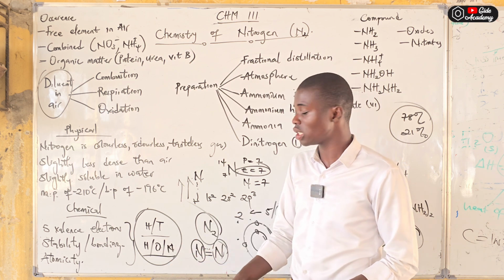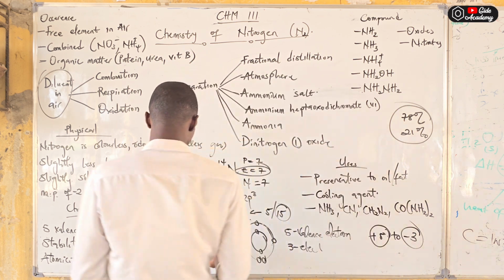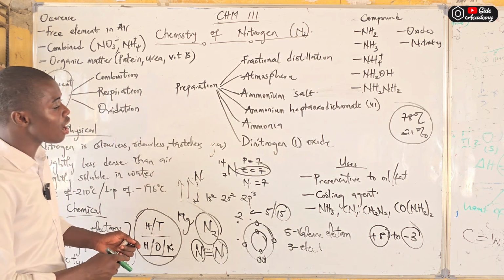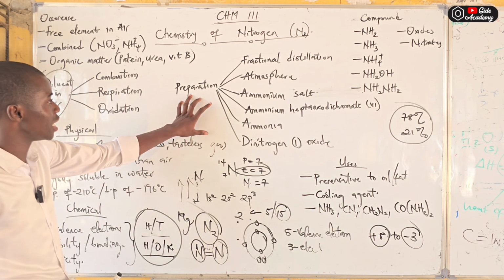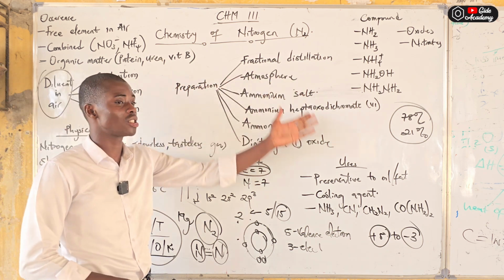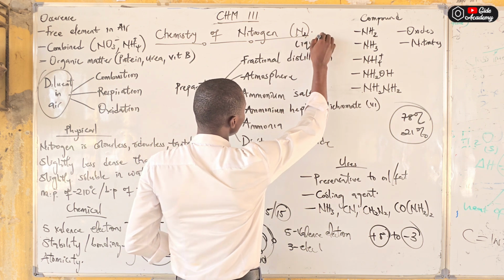It can react with oxygen. It can as well react with selected metals such as magnesium. So please take note of that. So how do we prepare nitrogen generally? Nitrogen can be prepared using fractional distillation of liquid air.